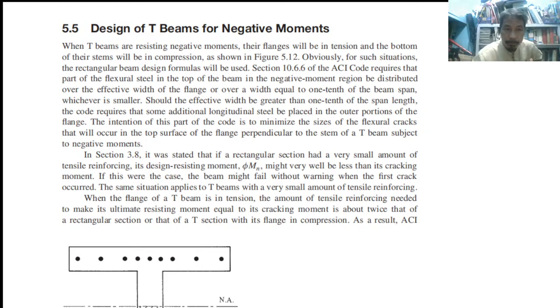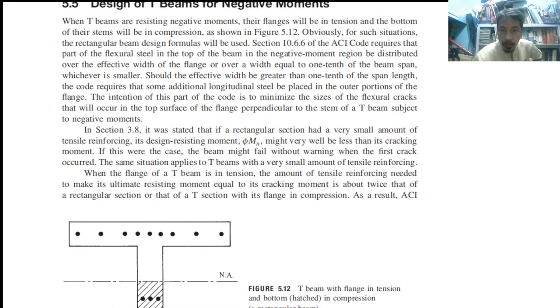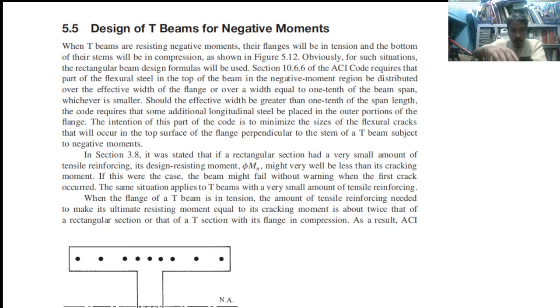component of forces, okay? So, design of T-beams for negative moments. So for negative moments, we have this topic. When T-beams are resisting negative moments, their flange will be in tension and the bottom of their stems will be in compression. Okay, so it reversed. Negative moments, where do you find the negative moments? So in a T-beam structure, where? Please answer in the chat box.